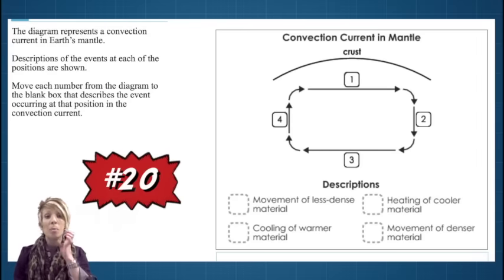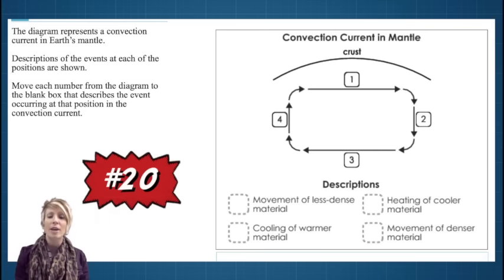All right, question number 20. It says, the diagram represents a convection current in Earth's mantle. Descriptions of the events at each of the positions are shown. Move each number from the diagram to the blank box that describes the event occurring at the position in the convection current. So if you take a look there, now what you would normally do on your computer screen is you would drag the numbers down so that they match up with the boxes. But what you're going to do is you're going to write the numbers into the boxes.